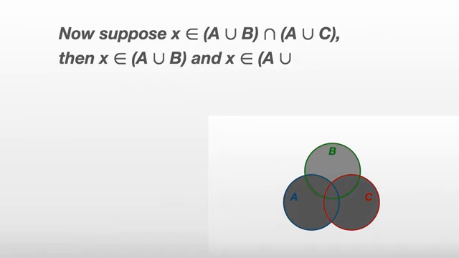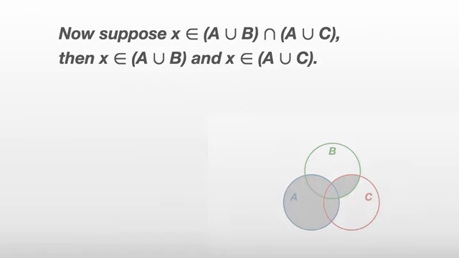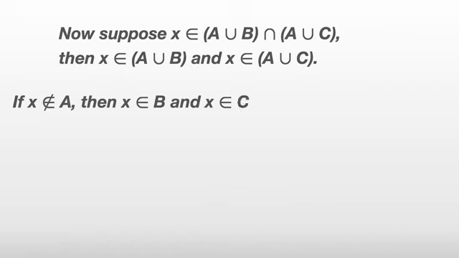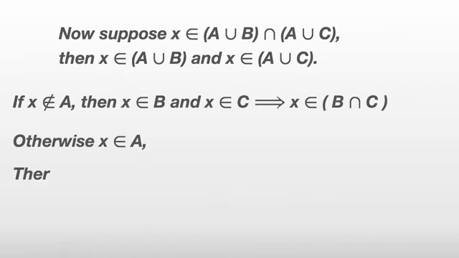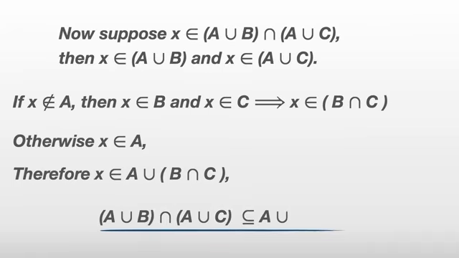Now suppose X is in A union B intersect with A union C. This means that X is in both A union B and A union C. If X is not in A, then it must be in both B and C. So it must be in the intersection of B and C. And otherwise, X is in A. So X is in the union of A and B intersect C, which means A union B intersect A union C is a subset of A union B intersect C.